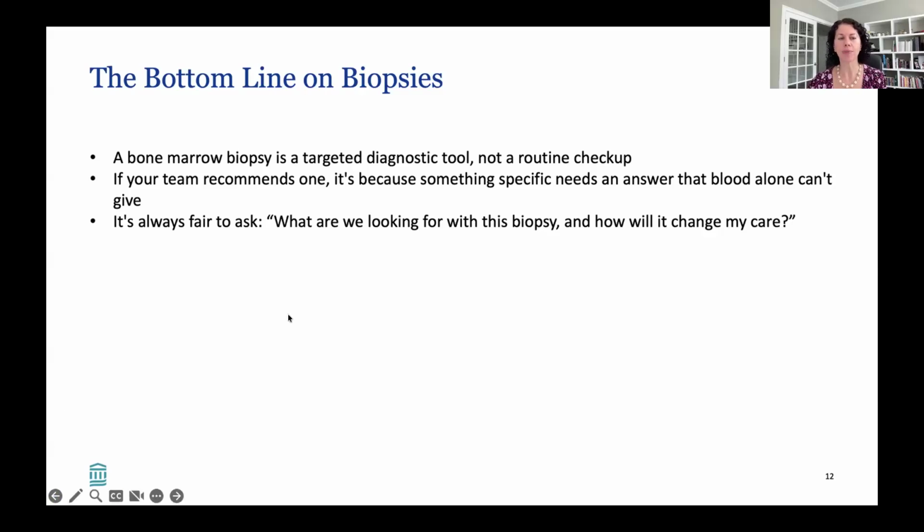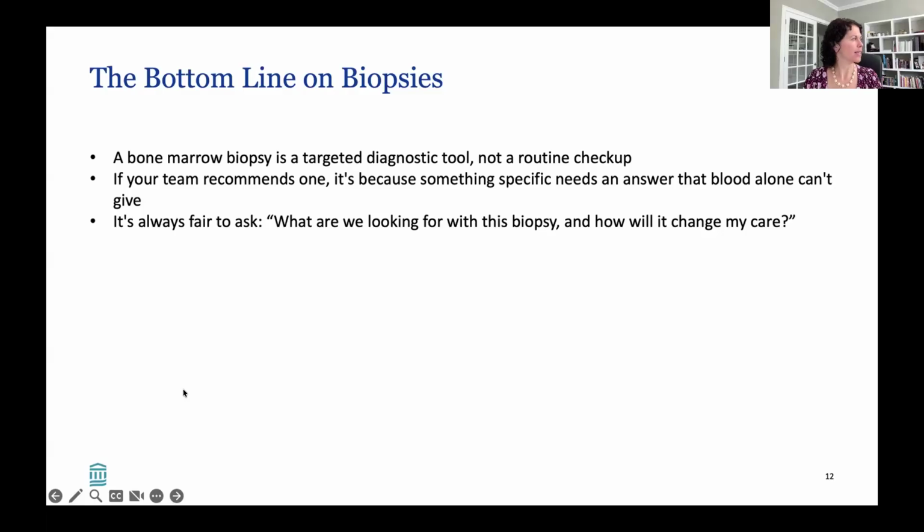But I think it's really important, and I said this before and I'll say it again, to ask your care team, why are we doing this bone marrow biopsy? What information are we going to get from this bone marrow biopsy? And most importantly, how does this change how I get treated? If the bone marrow biopsy is not going to change how you get treated, and the information that your doctor or care team thinks you're going to get from this is not very meaningful to you, it's okay to ask, and it's okay to say, you know what? I don't necessarily know that I want to have that bone marrow biopsy.